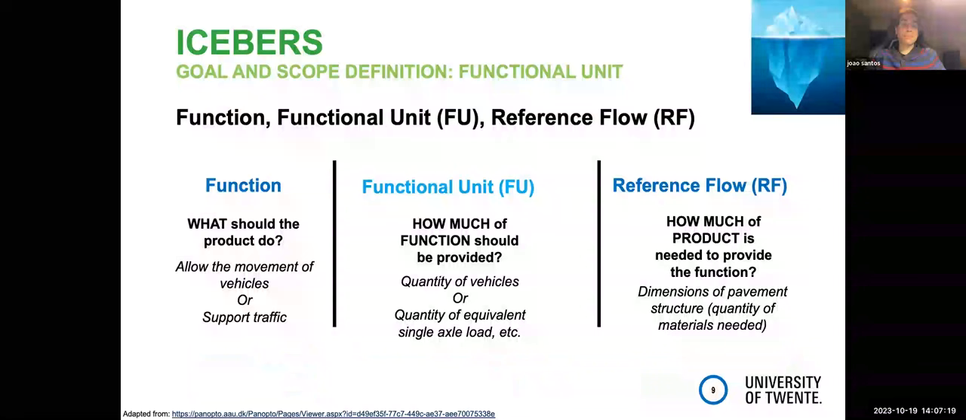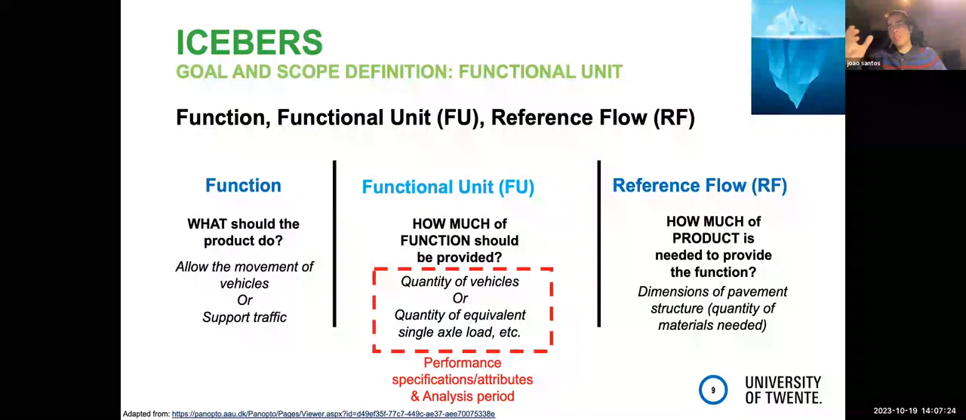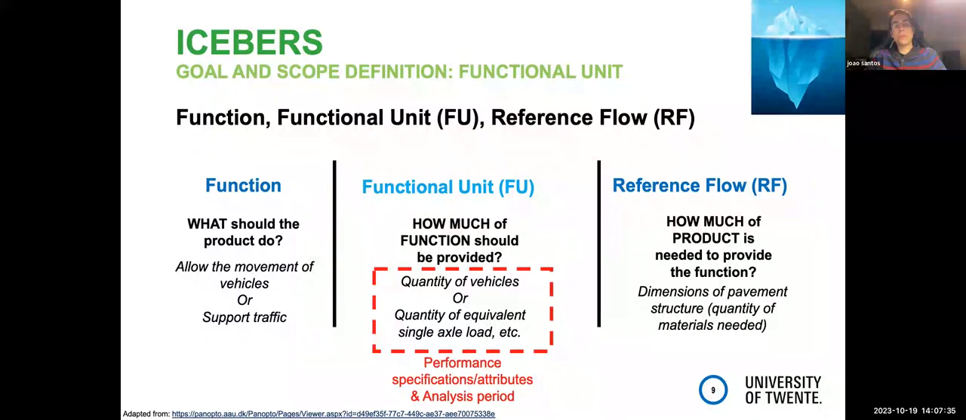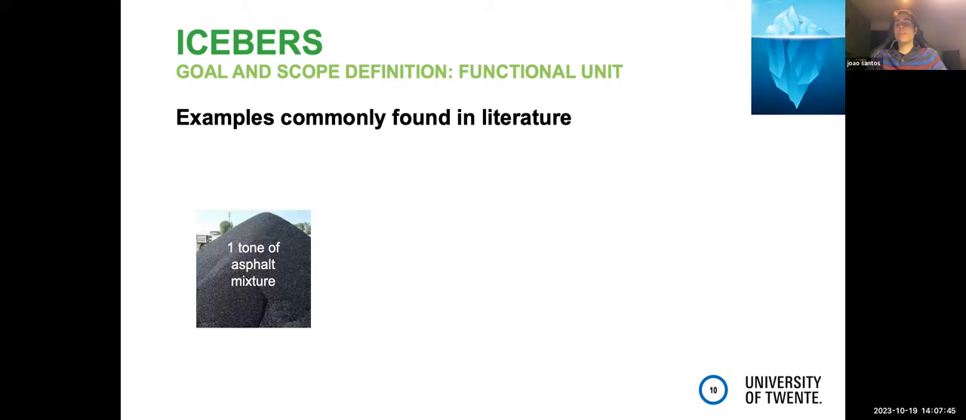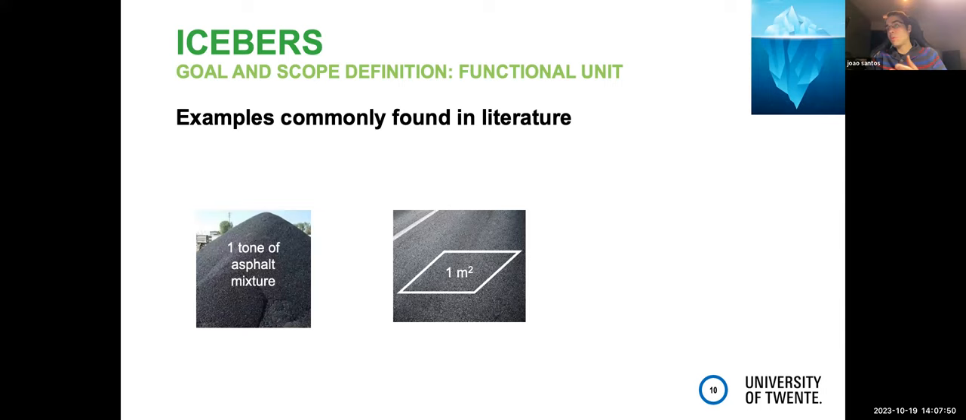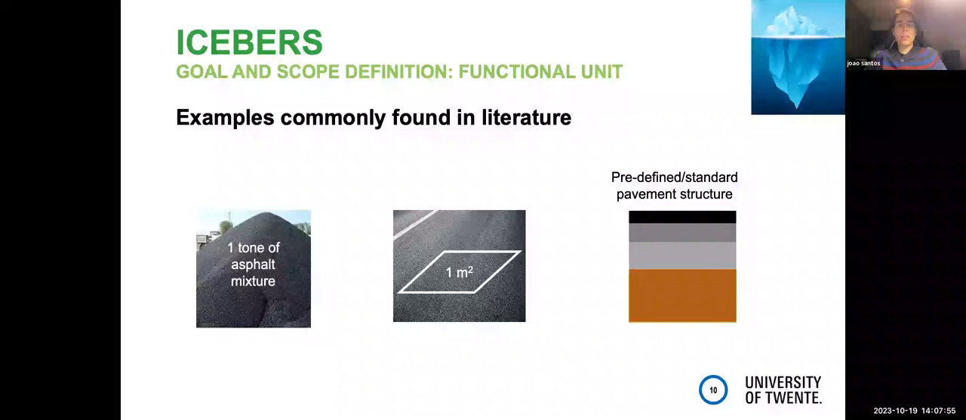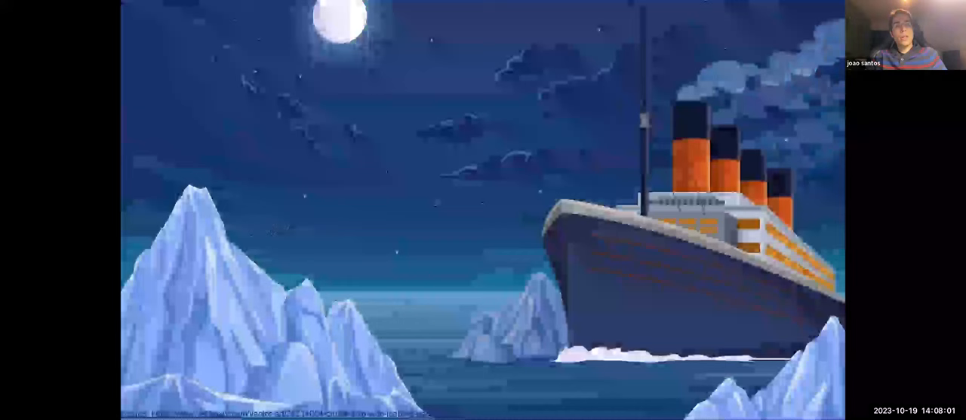So the functional unit, if you read the definition or the type of answer that it needs to give, implies the consideration of performance specification attributes as well as the analysis period. However, what we see commonly in the literature is that the functional unit is 1 ton of asphalt mixer, or one square meter, or a given pavement structure that is defined by default, or it can be defined also in manuals. So what is the problem with this?